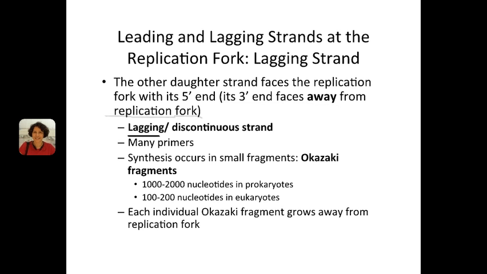It is called the lagging or discontinuous strand, and it needs to be made in little fragments that are called Okazaki fragments. Each of those Okazaki fragments is going to have its own primer, and then DNA polymerase 3 is going to add nucleotides to that primer. Okazaki fragments are about 1,000 to 2,000 nucleotides long in prokaryotes and about 100 to 200 nucleotides long in eukaryotes. And remember, each individual Okazaki fragment is going to be growing in a direction away from the opening of the replication fork.